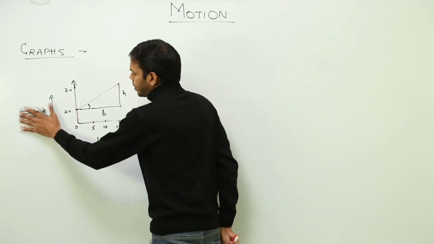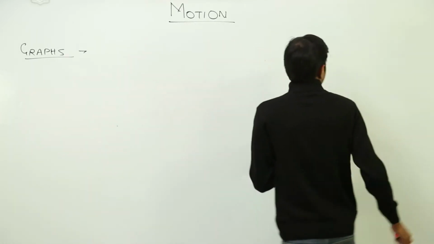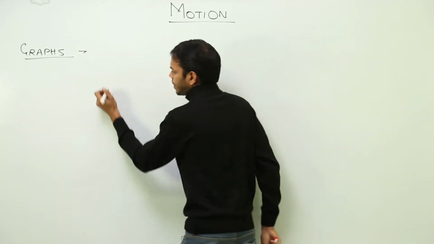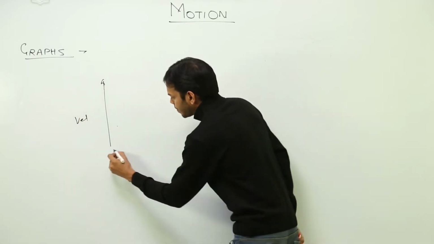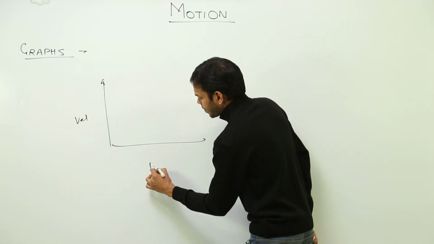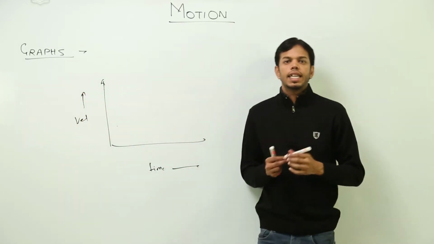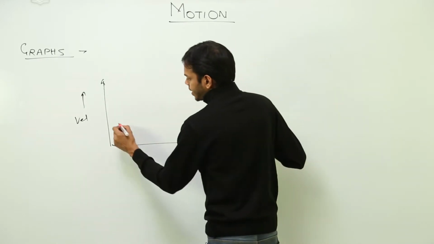Now let's study the velocity time graph. I have to draw a velocity time graph now. Here I am representing velocity and this side I am representing time. Let's start with one thing, object at rest. Should I draw it like this, object at rest?